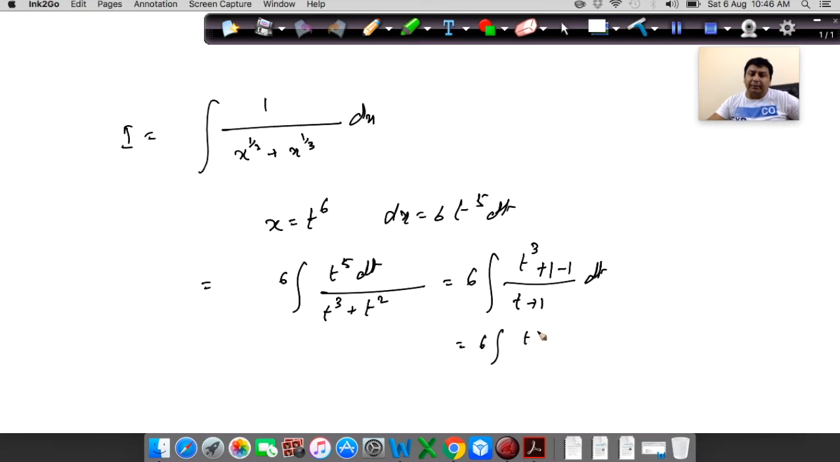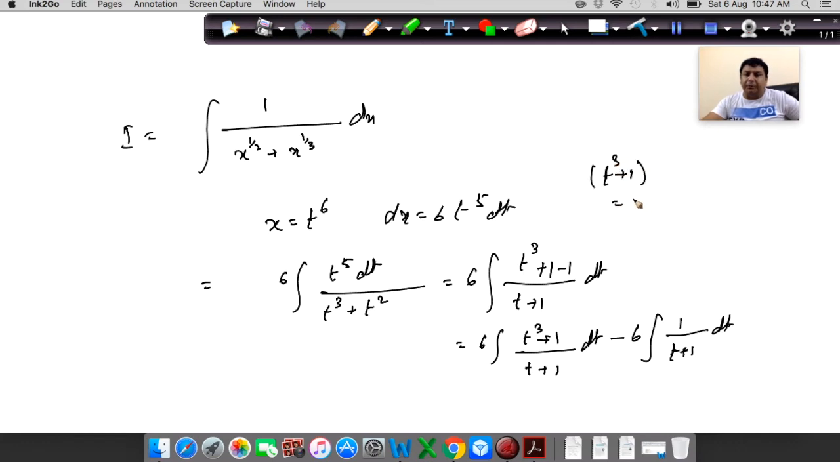So make this one sum and this another sum. In this, t cube plus 1, you can write t cube plus 1 as a cube plus b cube, so it becomes t plus 1, then t square minus t plus 1. Now you substitute this, your t plus 1 will cancel and you will be able to integrate this. Alright.